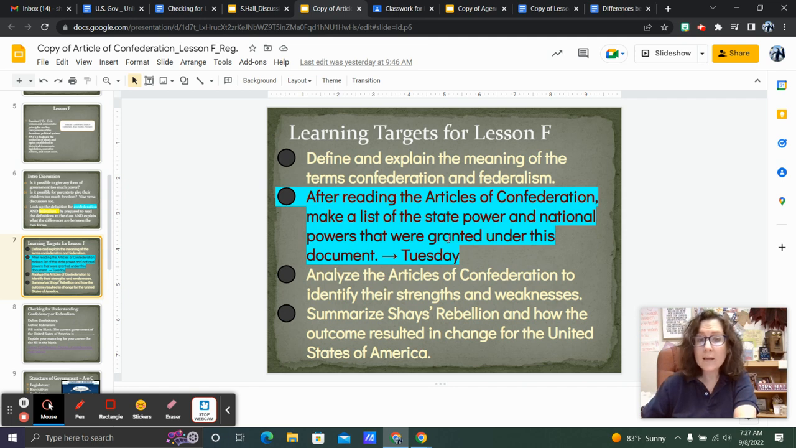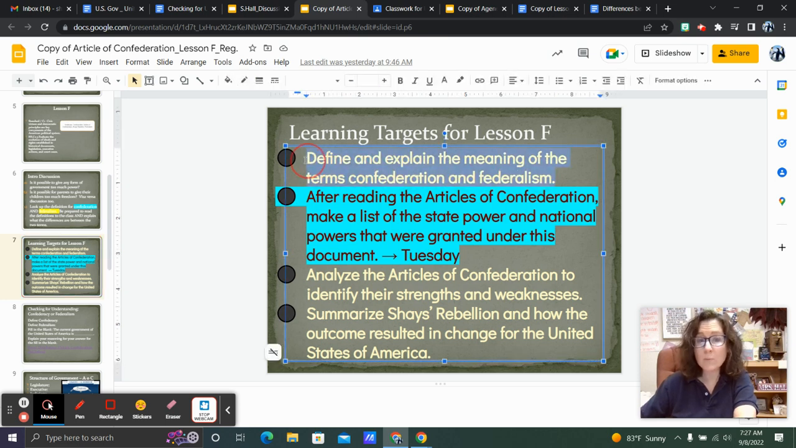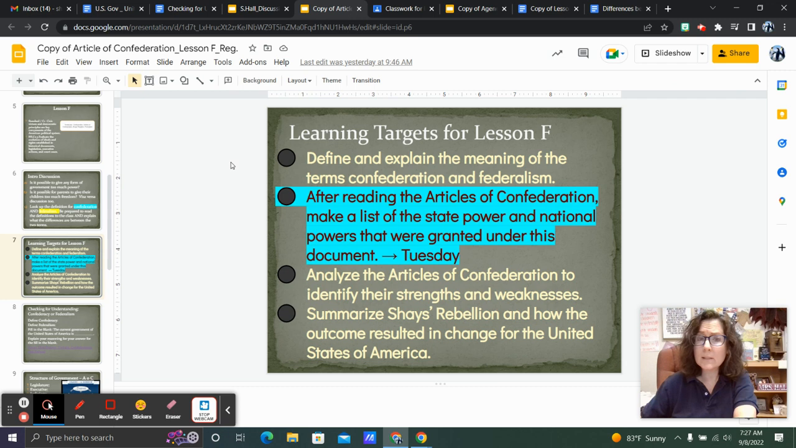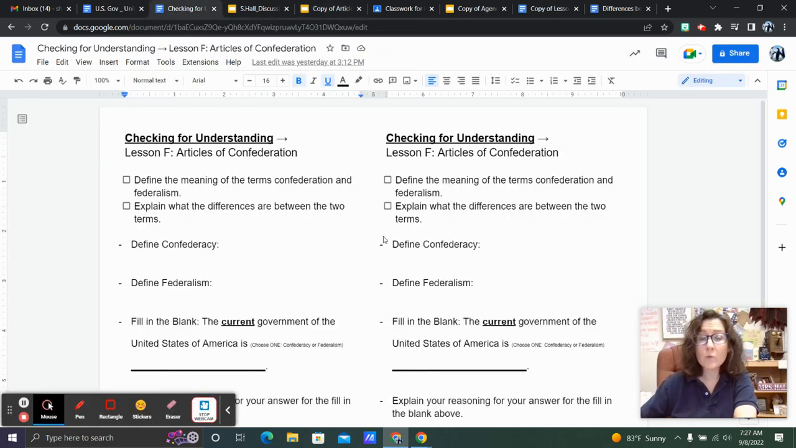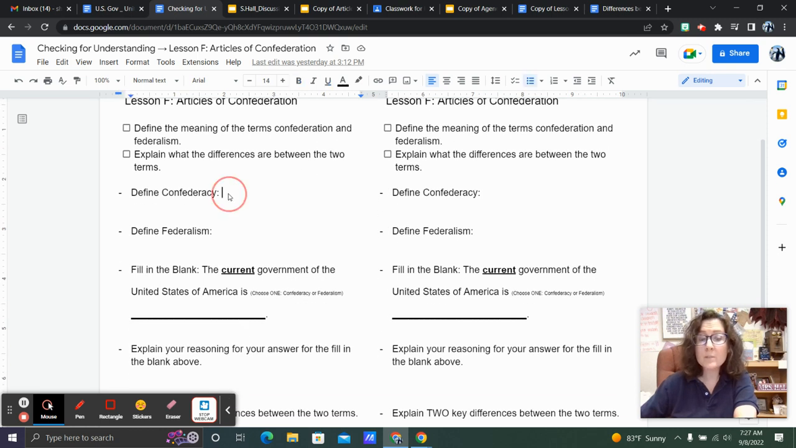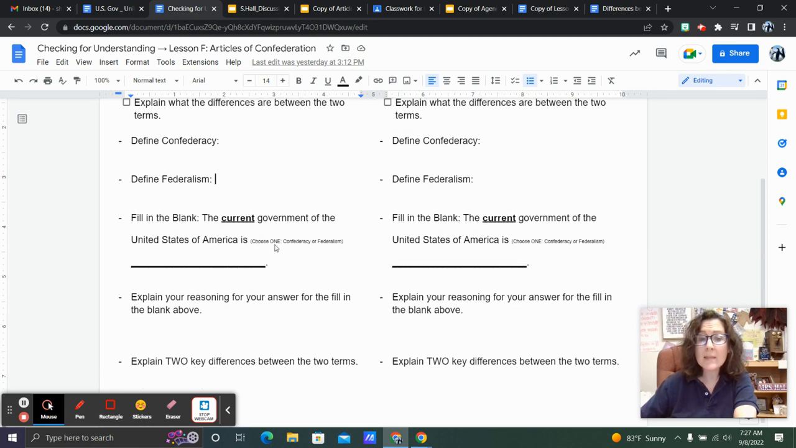The other day, I focused on define and explain the meaning of the terms confederation and federalism. I'm talking about this one. And my students actually struggled with that. They couldn't really tell me the difference. So what I did was I took that learning target of F and I created this little homework assignment, checking for understanding: define confederacy, define federalism, and then I need them to really tell me, can they apply it?